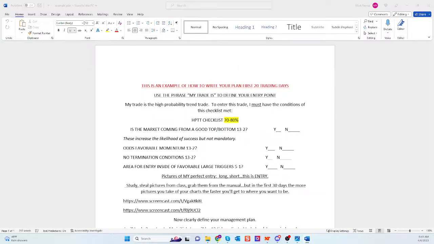Your first plan should be simple, right? First 20 days, simplicity: 2 charts, 1 trade, high probability. Here's what it takes to get me in.